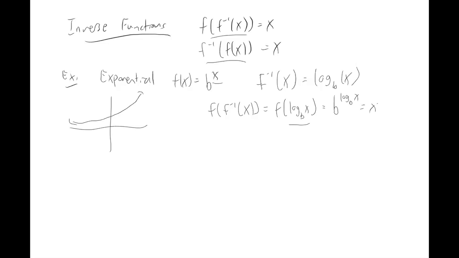So I think this is one of the rules in your book. And then vice versa, f inverse of f of x. This is f inverse of b to the x. So here I'm plugging in b to the x for x. This is also x. So that's how your book got these two rules. It's just using this.